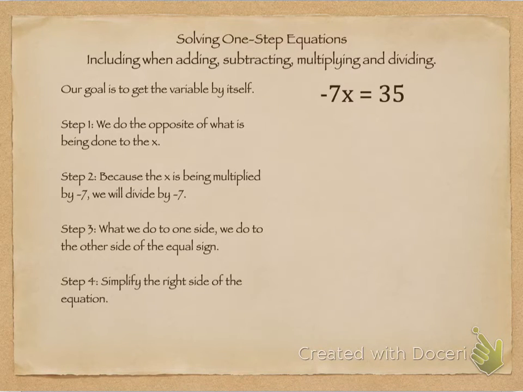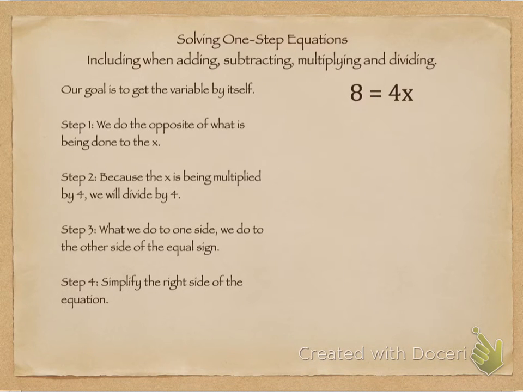What about multiplication? Here we have negative 7 times x equals 35. We're going to do the opposite of multiplying, which is dividing. We're going to divide both sides by what's being multiplied, which is negative 7. Our negative 7x divided by negative 7 equals just x. And 35 divided by negative 7 leaves us with negative 5.